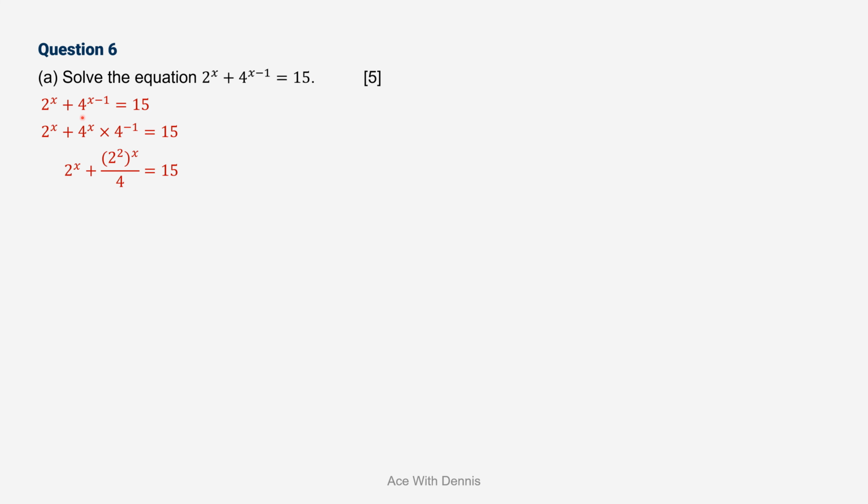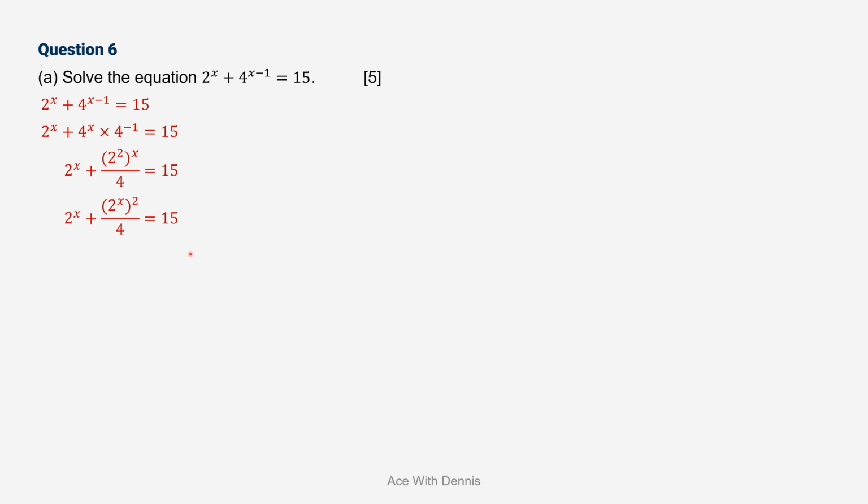After that, for this part, 4 to the power x, the 4 is 2 squared. Then we can write bracket 2 squared to the power x. 4 to the power negative 1 is 1 over 4 here. Right, the rest again we copy down. So for this one, 2 squared to the power x, we can rewrite it as 2 to the power x, then outside the bracket squared. Okay, why we want to do this?